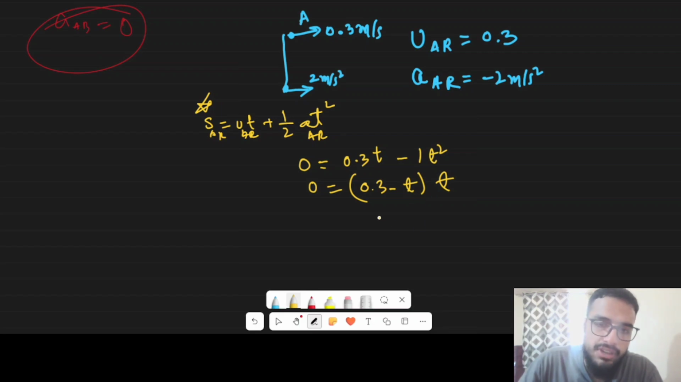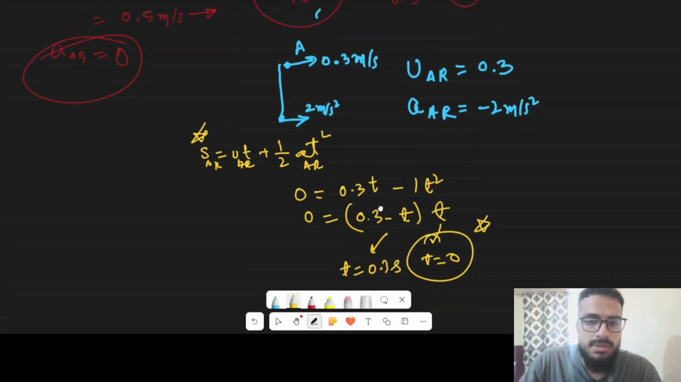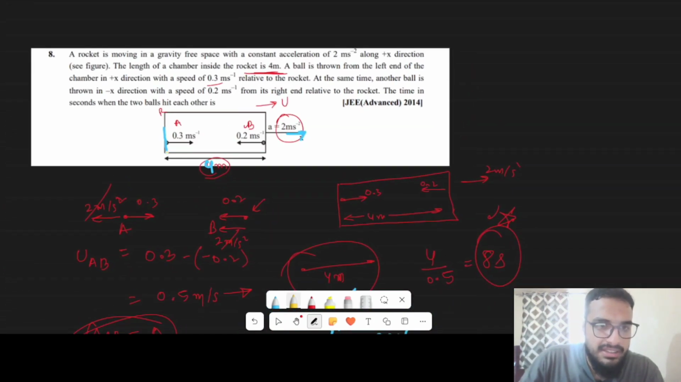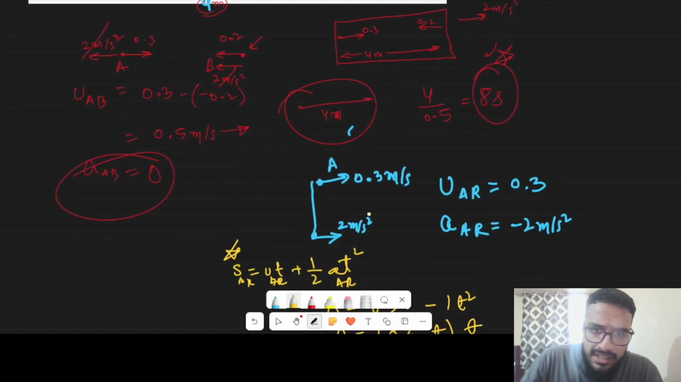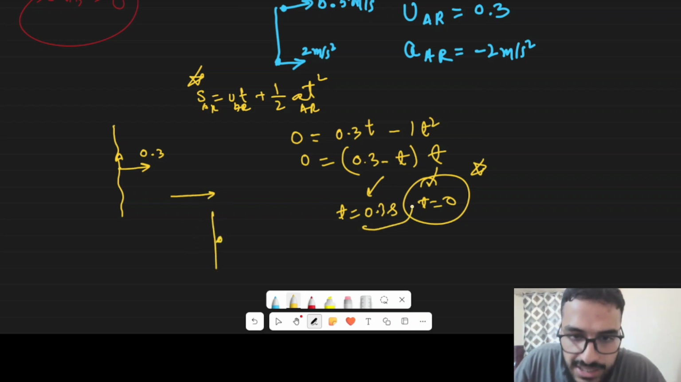So two values of t we are getting. One is t equal to 0, the second one is t equal to 0.3 seconds. Now we know why this value is coming, because initially when this particle was thrown, there was no distance between the rocket's wall and this position, fine. And after some time, because this was the velocity of the particle A with respect to the rocket, okay, but the wall is also accelerating. So initially it separates, but after some time the wall also strikes it again. That is the case. In 0.3 seconds only the wall is striking it back.